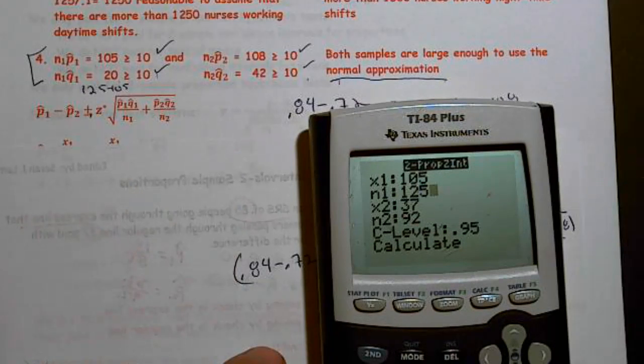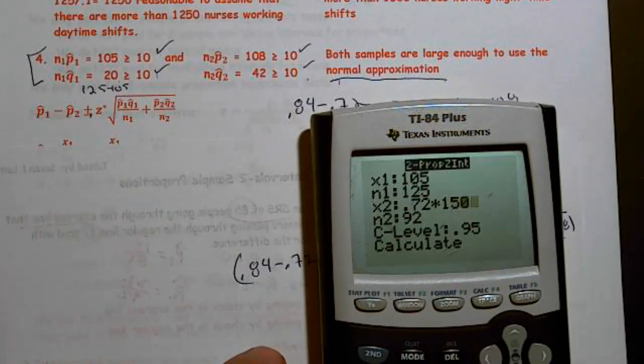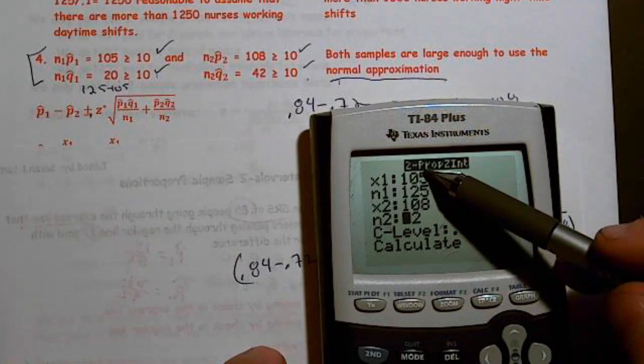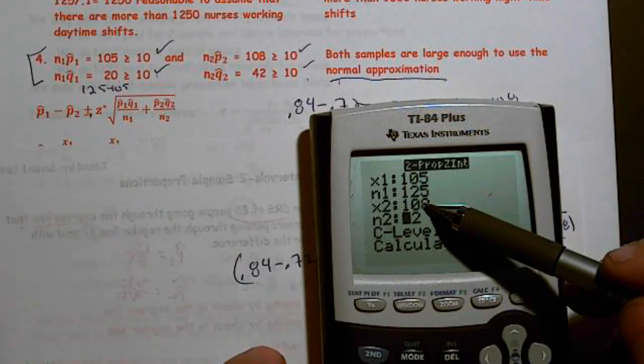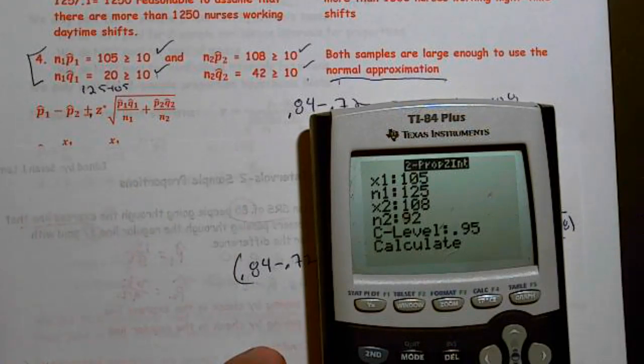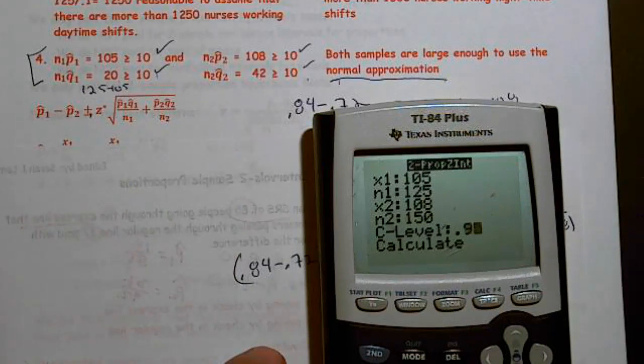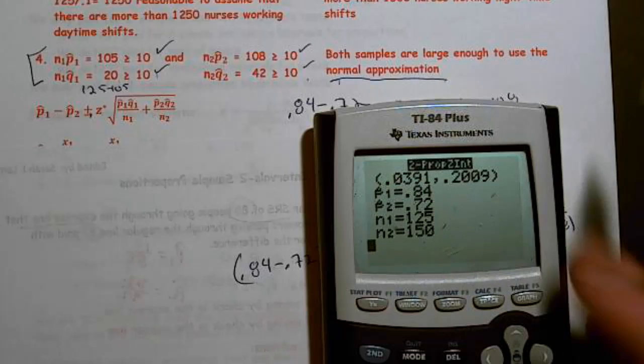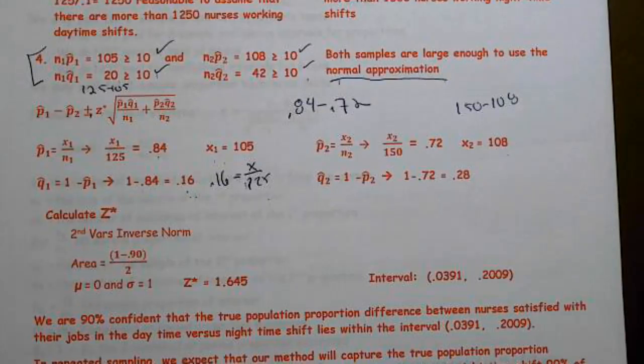Our sample size is 125. 0.72 times 150. Make sure that that's a whole number. If it's not, you're going to have to round them. So make sure that x1, n1, x2, and n2 are whole numbers. N2 is 150. And we have a confidence level of 0.90. And we end up getting 0.0391 to 0.2009.